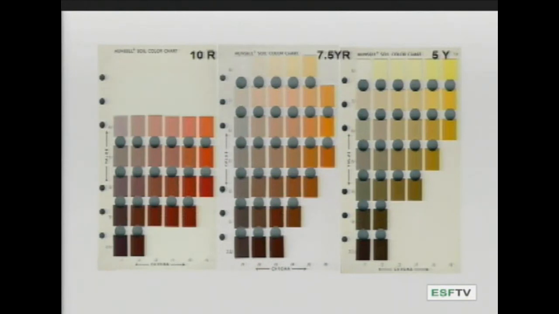Here we go back to our color chart. Remember, low chroma. Here's chroma 1 for 10R, 7.5YR, and 5Y. We're looking for these low chroma, these gray colors. Here's gray with a lot of red in it. Low chroma, less than 1. Those are wetland hydric soil indicators.